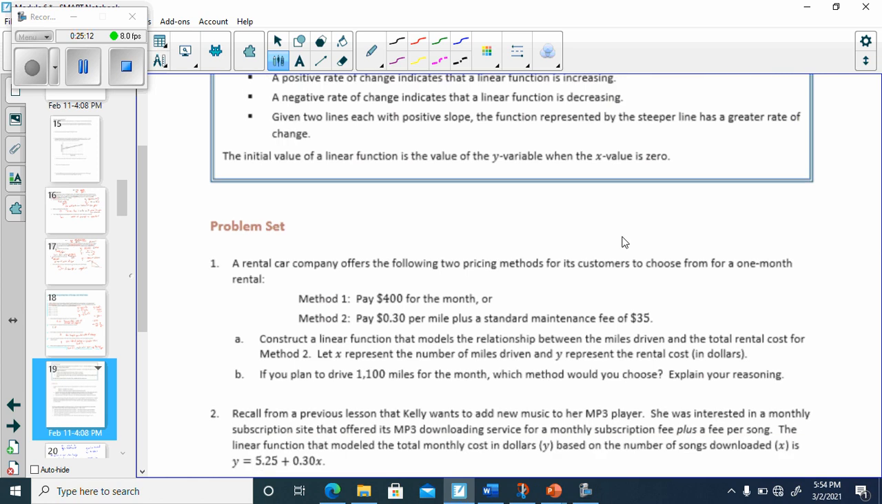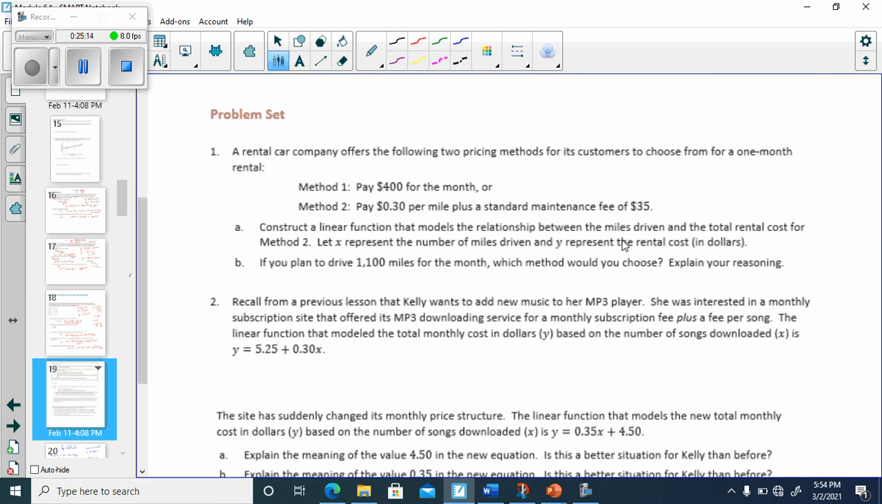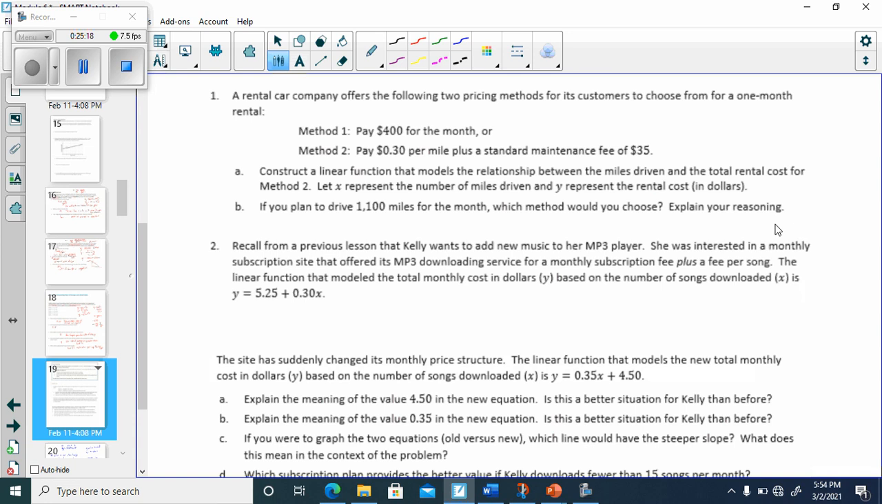Now let's look at some of these problem set numbers, okay? A rental car company offers the following two pricing methods for its customers to choose from for a 1-month rental. Method 1, you just pay $400 for the month, okay? So 1 is just a flat $400 fee. Method 2, okay, you pay 30 cents per mile plus a standard maintenance fee of $35.